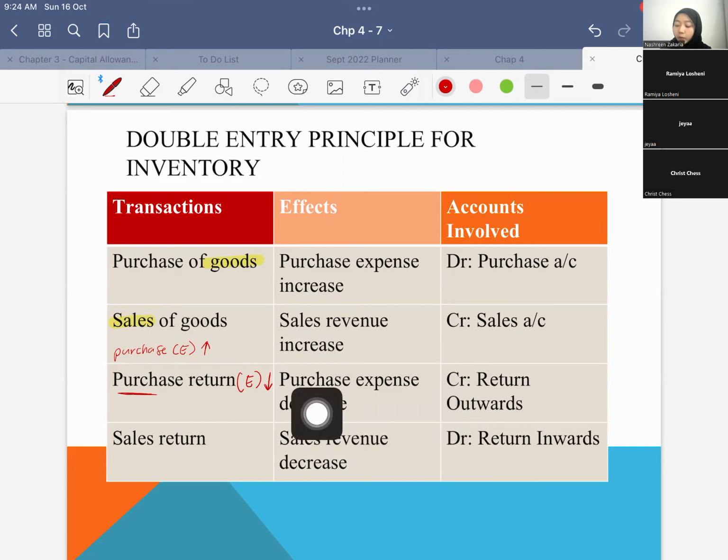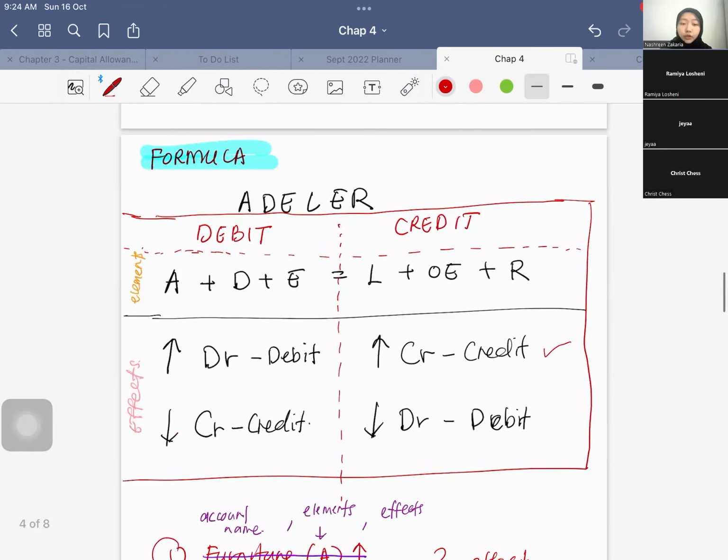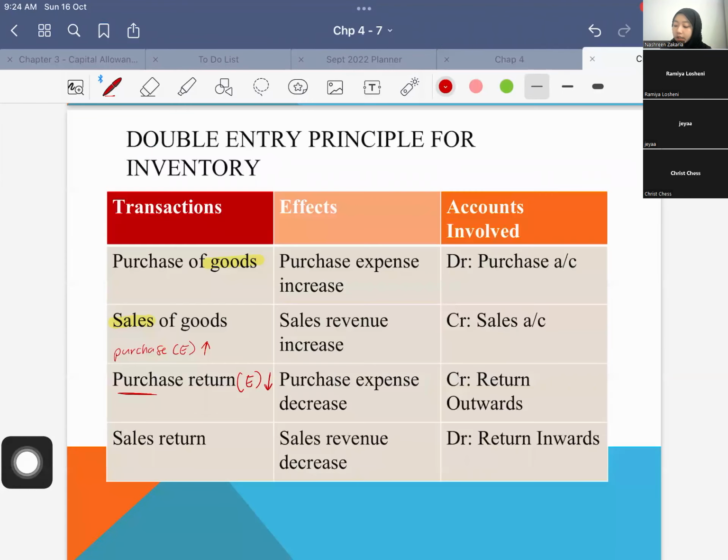Okay, so that's why it's the effect for purchase return, purchase expenses decrease. Okay, so when we follow the formula tadi yang I tunjuk kat sini, according to this formula, purchase return just now is expenses, right? Here, expenses is this side. So when it's decreasing, we will credit the account. So betul tak dekat sini dia credit the account? It return outward or purchase return? Okay, so this is purchase return. It is when we purchase something and then we return back the good to the supplier.